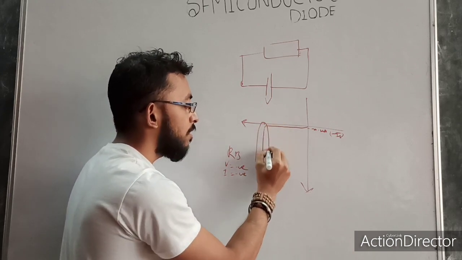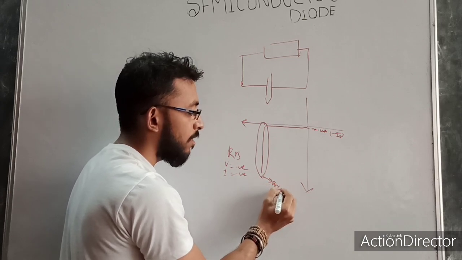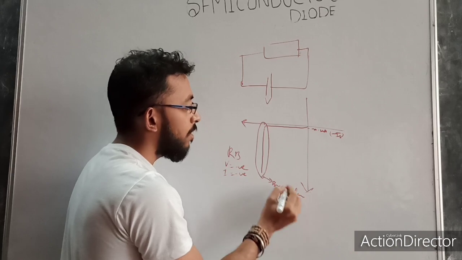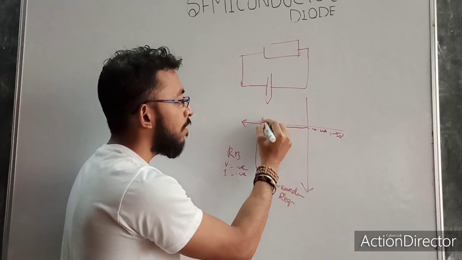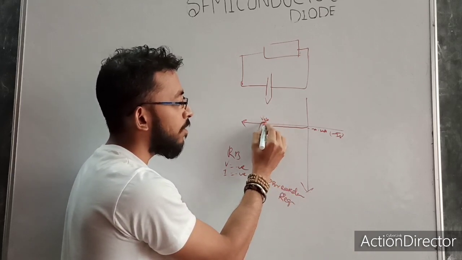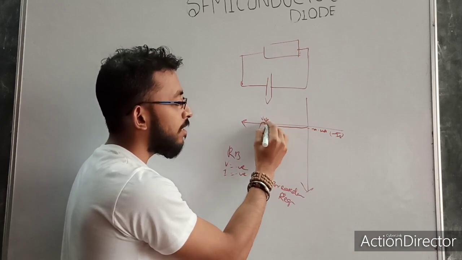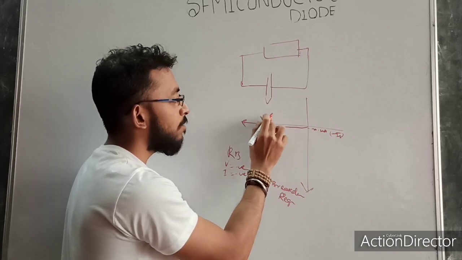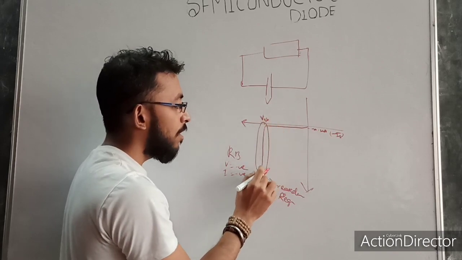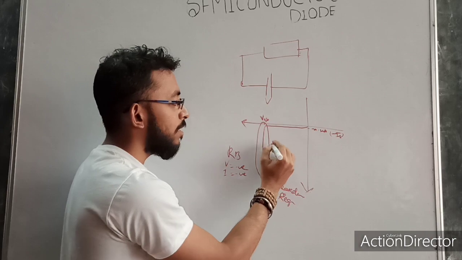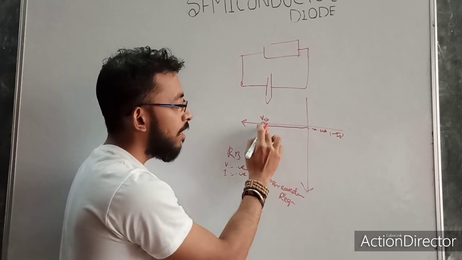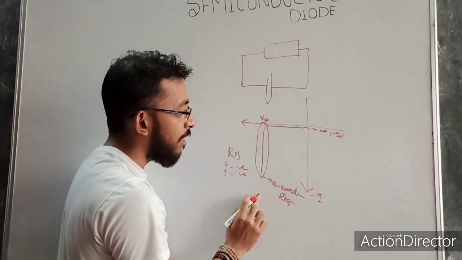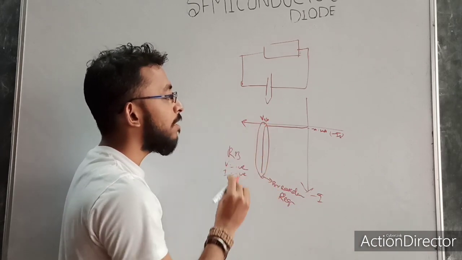This region is called the breakdown region. The voltage at which it occurs in the reverse bias case is called VBR, the reverse bias voltage at which the junction breaks down. Breakdown means a high amount of current. You can see here, on the current axis, the magnitude of current is very high. So this region is called the breakdown region.